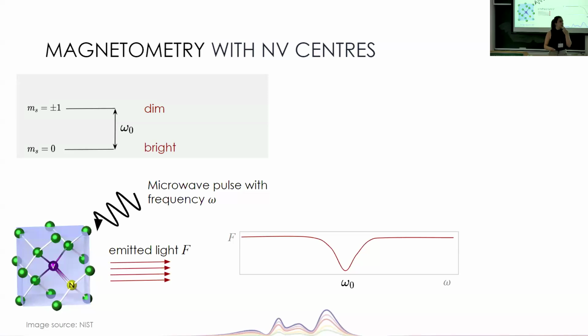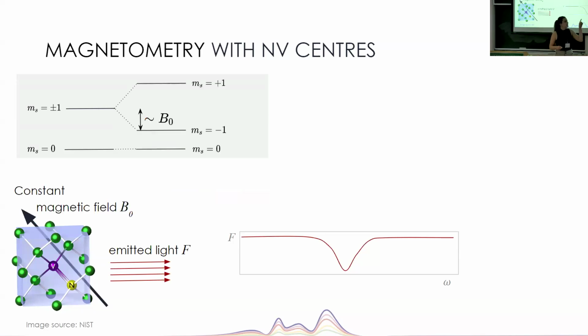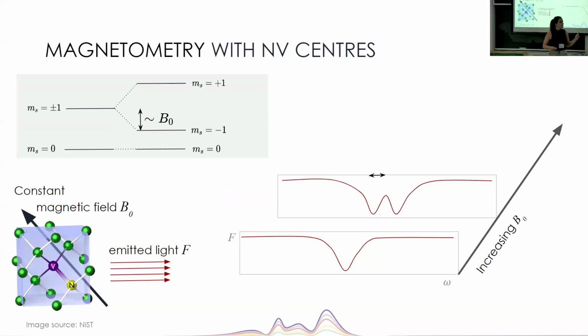Now, I was talking about magnetometry, and the nice thing is that if I apply a constant magnetic field along the NV center axis, then I actually split up these plus minus 1 levels, and I also split up the dips in my spectrum that I've recorded with my microwave. So with that, one can do magnetometry. With that, we can basically find out how strong the magnetic field is that was applied. Okay, and that's what we wanted to do, but with single NV centers, and NV centers that are very close to the surface of the diamond.